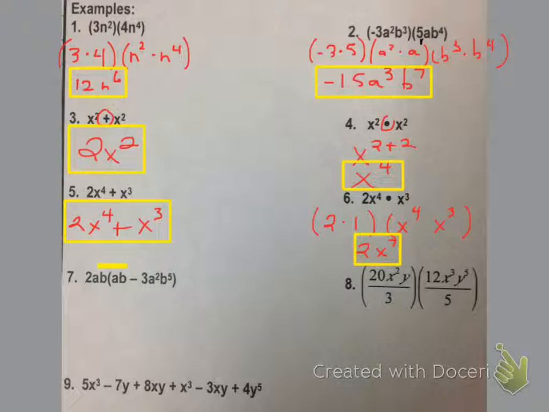So I'm going to take this entire thing and distribute it to the AB and distribute it to the negative 3A squared B to the 5th. So let's go ahead and do that. We're going to break it into a simple problem. So 2AB times AB. And then over here we're going to have our own problem with 2AB times negative 3A squared B to the 5th. Everybody see what I did there?